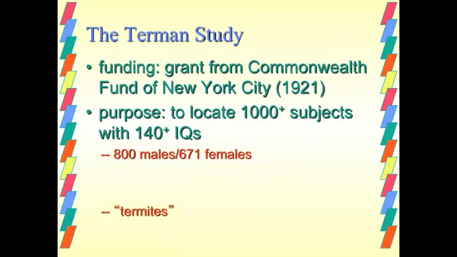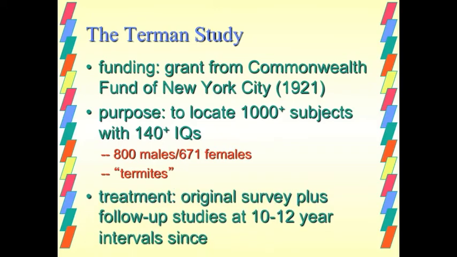His subjects had a cute little name. They were called termites. If you were one of those 1,471 people, you were a termite. And you took the treatment, in other words, you were given the test, the original survey, plus you got follow-up questionnaires about every 10 to 12 years of your life. And I don't know if the termites are still alive. If they are, they are approaching dotage, if you will. I don't know. Let's see. They'd be in their 90s now.